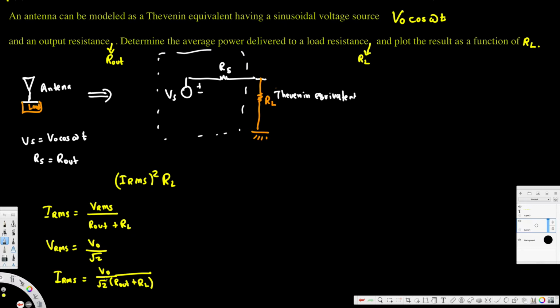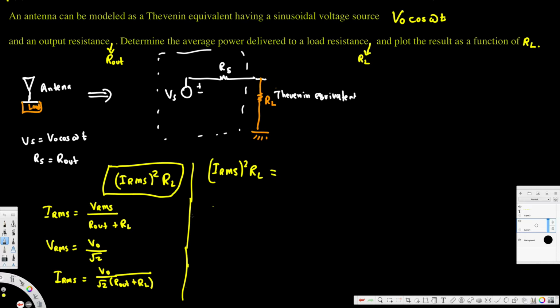Then if this is IRMS, we can find the power equation. This is the power equation, IRMS square times RL. IRMS we have found out, so the power is V0 square divided by 2 times Rout plus RL square, times RL, and that's it. This is equation 1, the equation we derived.